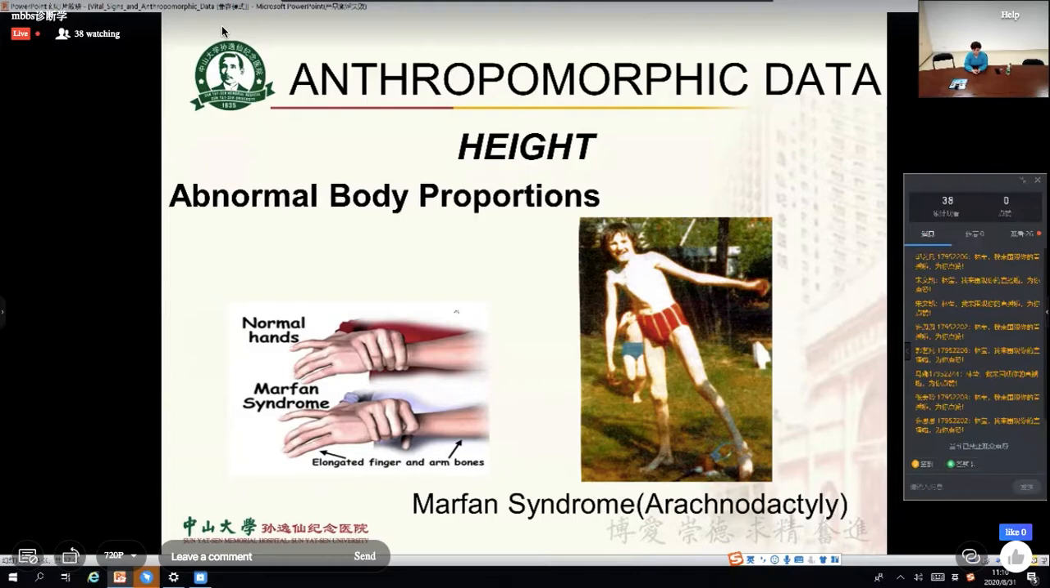We know some very famous volleyball players who have Marfan syndrome and suffer cardiac disease and sudden death. They may have excessive height and excessively elongated body parts. These are the disease situations.